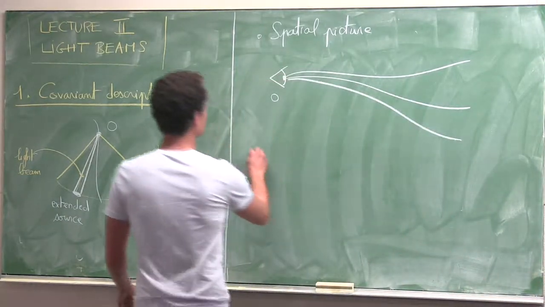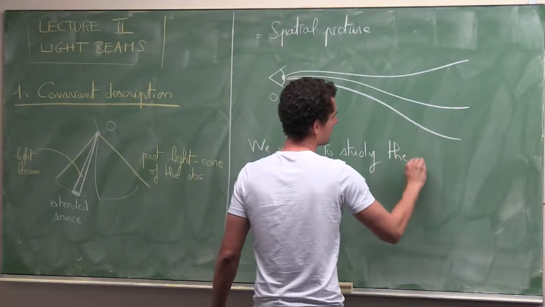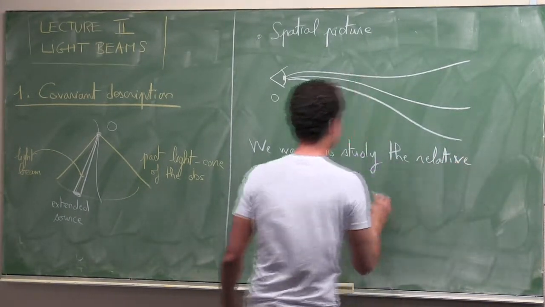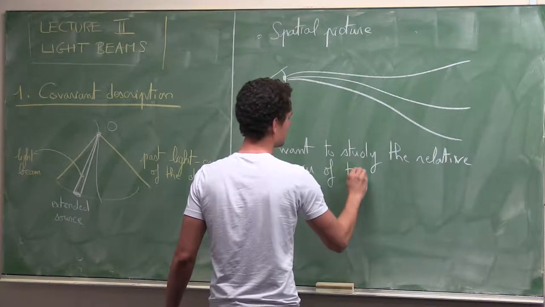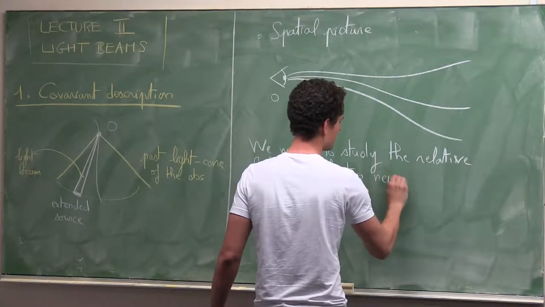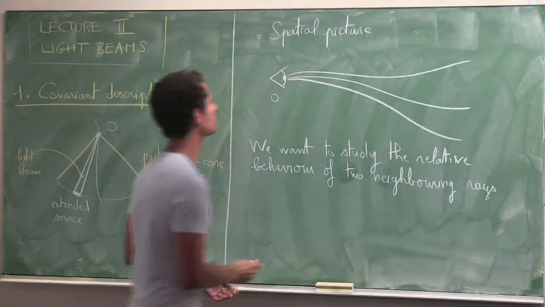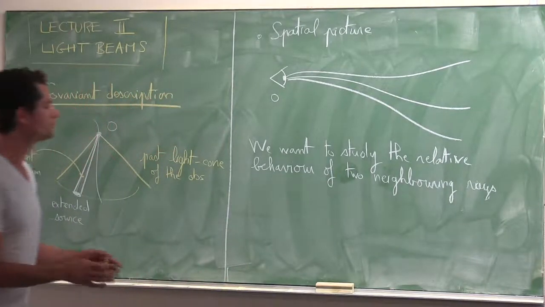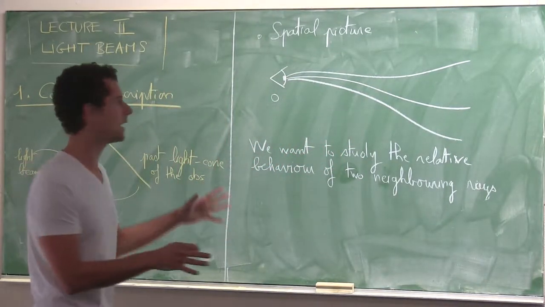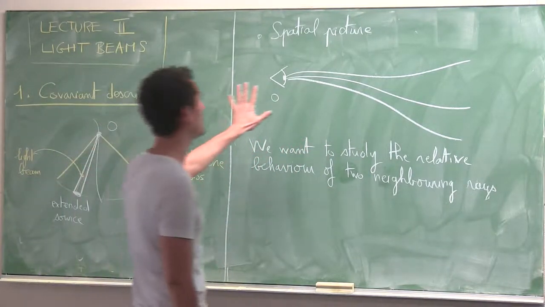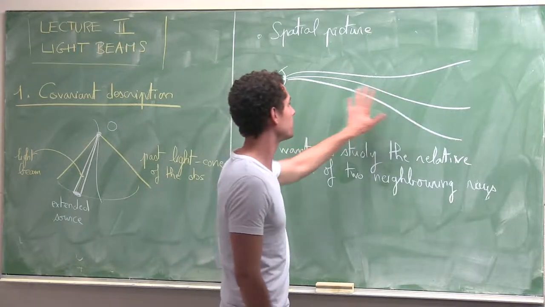All right, let me just do things in order so that I don't forget anything. We want to study the relative behavior of two neighboring light rays. Say an auxiliary coordinate system that is going to be adapted to the light ray. I'm not going to describe it in too many details. In particular, I'm going to work as if I were in 2D, in the plane of the blackboard, so that it's easier to visualize.